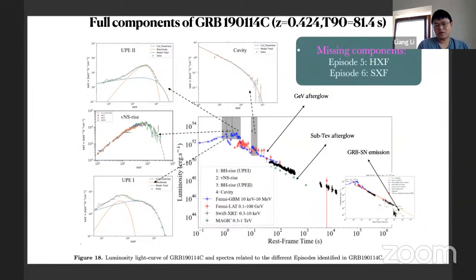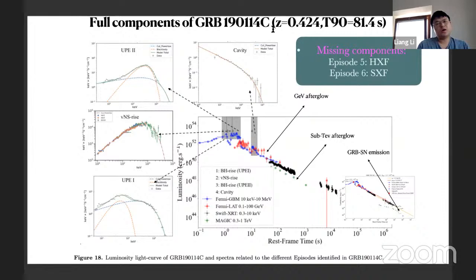Then at late time we also find a GRB supernova associated emission bump at around 2 weeks. And also we observed the sub-tower optical emission and the gel optical emission and the X-ray optical emission.